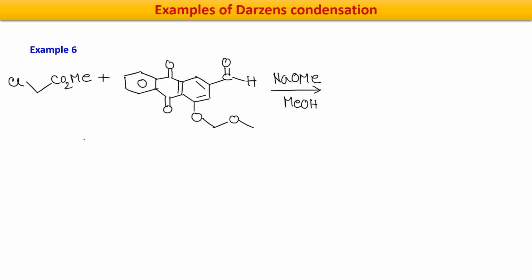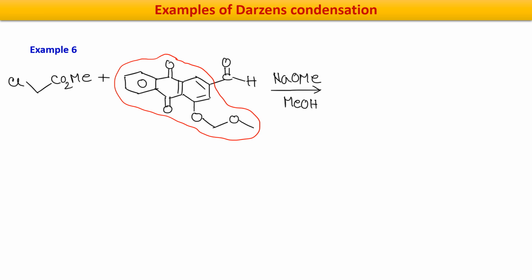Next example. Again we have an alpha halo ester. Now the left hand side part, the alpha halo ester, is simple, no problem. But look at the right hand side. This part you can simply convert to an R group. So that is the most challenging part of name reactions. Suppose I am now discussing Darzens condensation, so obviously I will discuss examples from these reactions only.